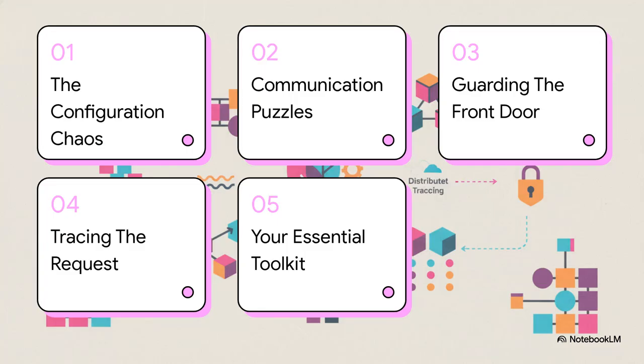Okay, so here's our game plan. First, we're going to tackle that configuration chaos. Then, we'll figure out the communication puzzles between all our services. After that, we'll talk about how to guard the front door to our entire system. And finally, learn how to trace a request journey from start to finish.